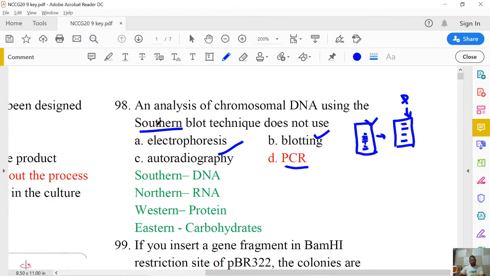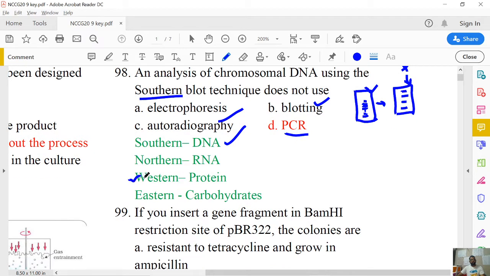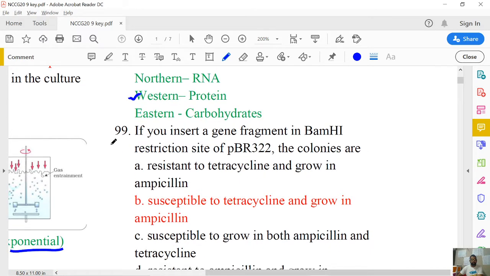The other important thing is that Southern blotting refers to DNA. When I'm performing this technique with DNA, it is Southern blotting. Actually, Southern is a scientist's name. After that, Northern is just named from this particular name. Northern blotting is for RNA, Western blotting is for protein, and Eastern blotting is for carbohydrates. Western blotting is one of the important diagnostic techniques for the detection of HIV. To confirm AIDS, this Western blotting is performed.